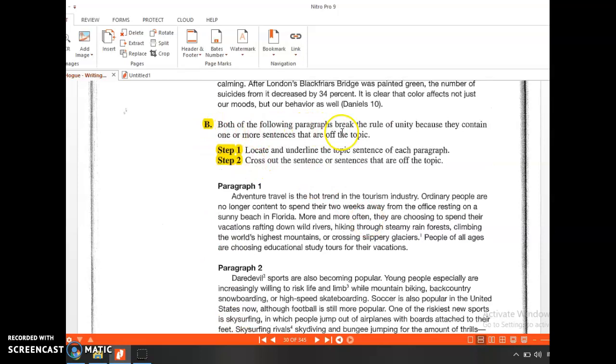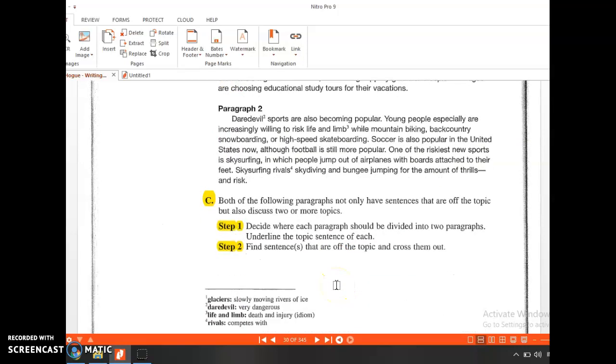Next, B, the exercise. Both of the following paragraphs break the rule of unity because they contain one or more sentences that are off the topic. Alright, so this is the step that you have to do. Step 1, locate and underline the topic sentence of each paragraph. So you have to find the topic sentence first. And then step 2, cross out the sentence or sentences that are off the topic. So you find the sentences that are not connected or related to the topic.